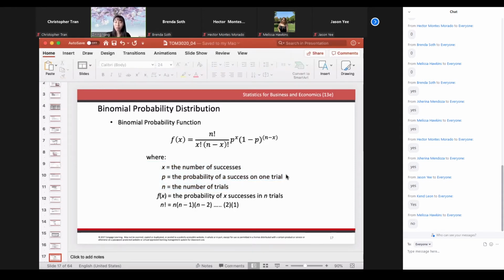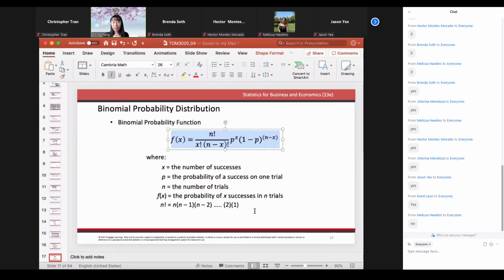So it does require you to understand what is x, what is n, and what is p. But once you have those three numbers, you can plug in and calculate.